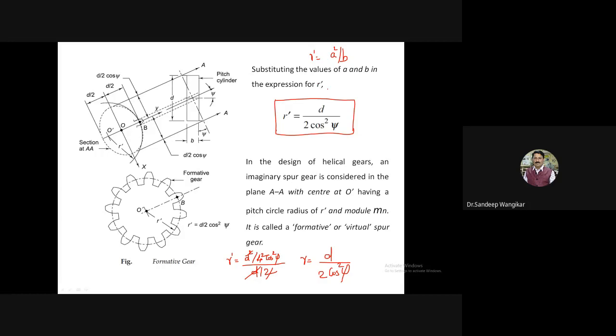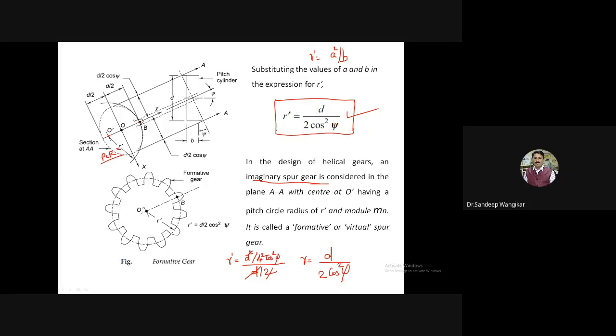So if we substitute our values, you will get r dash is equal to d divided by cos square psi. And here you can see, in the design of helical gear, an imaginary spur gear is considered in the plane AA. So when we are cutting a gear perpendicular to the plane or perpendicular to tooth element, then in that plane an imaginary spur gear is considered. Very important. Imaginary spur gear is considered in the plane with center O dash and having pitch circle radius R dash. So see here, O dash is the center for this and R dash is the pitch circle radius.